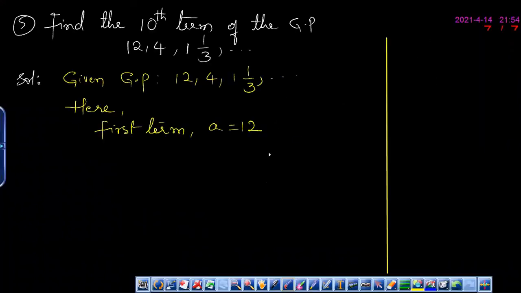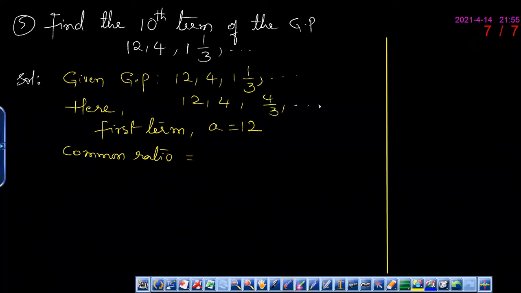Shivani, explain the problem. Find the 10th term of the GP 12, comma 4, comma 1, 1 by 3, and so on. In the question, the given series are 12, 4, 1, 1 by 3, sir. And the first term is 12. We have to find the common ratio. First of all, in the series there is a mixed fraction. We have to convert it into an improper fraction: 3 times 1 is 3 plus 1, 4 upon 3.